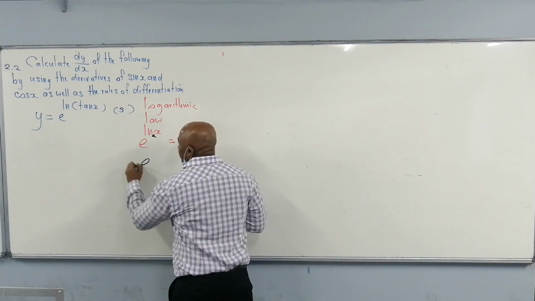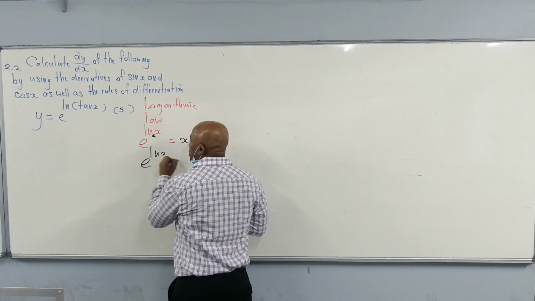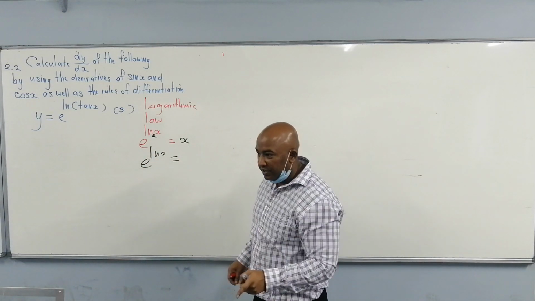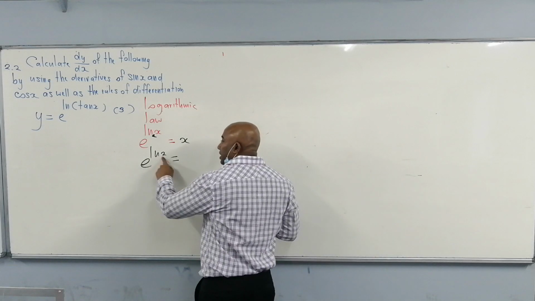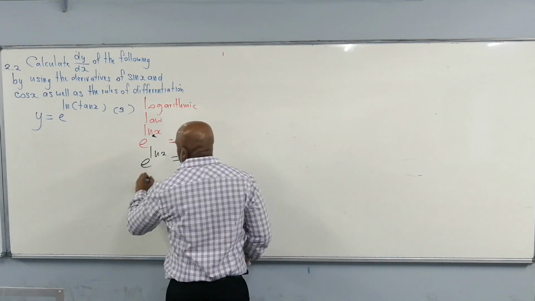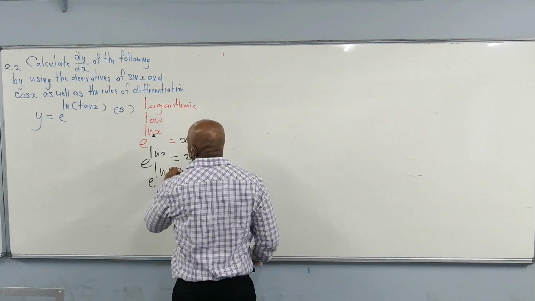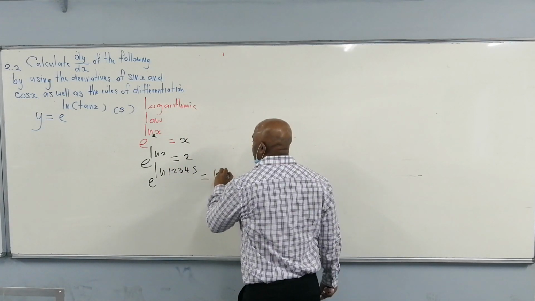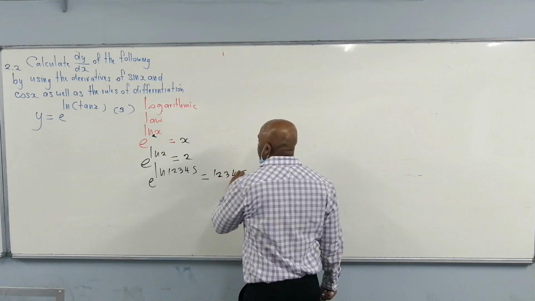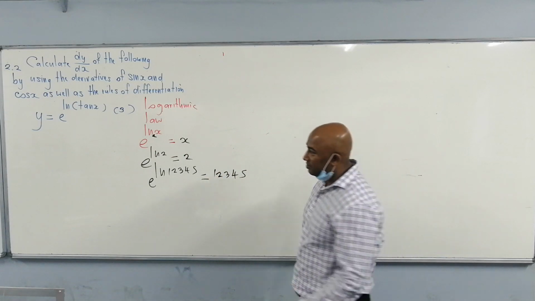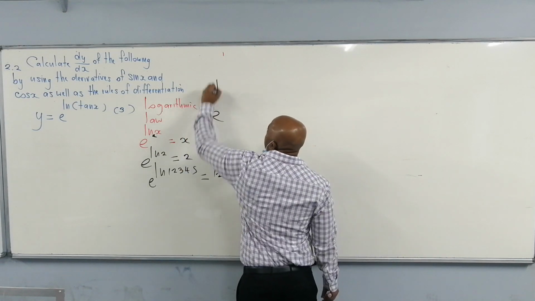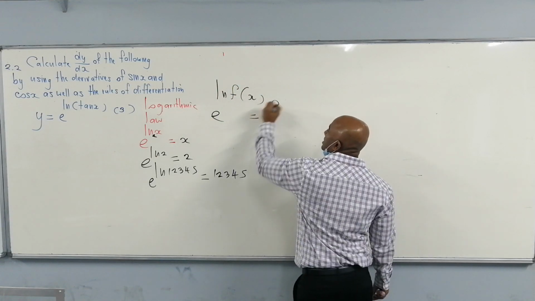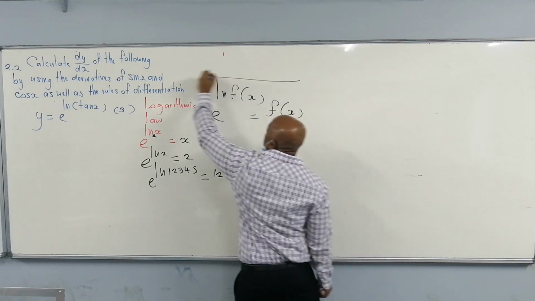What do I mean? If I have e to the power ln of 2, so what is x now? 2. You can test this out on your calculator. e to the power ln 2 will equal 2. e to the power ln of 1, 2, 3, 4, 5 will equal 1, 2, 3, 4, 5. So in general, e to the power ln f of x will always equal f of x. This is the rule.